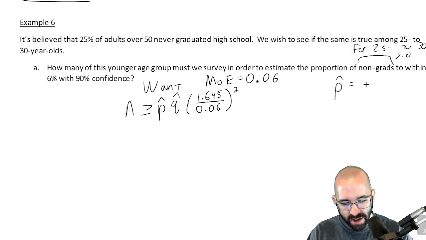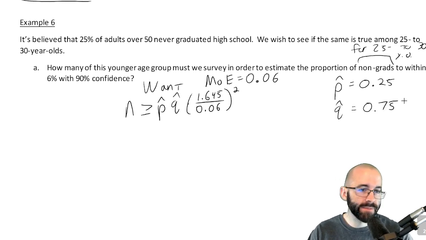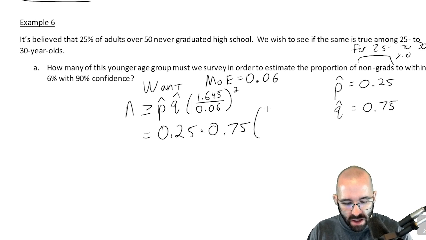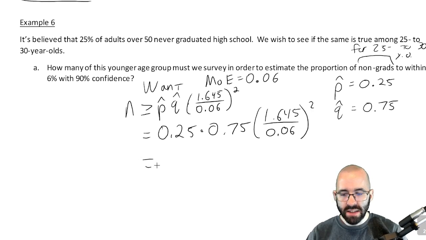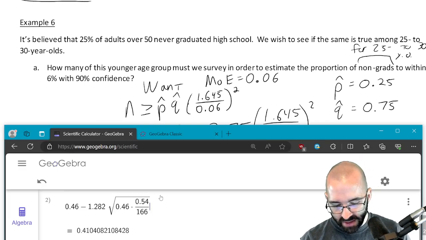We'll say, okay, here, let's assume that p hat is 25%, which tells us that q hat will be about 75%. And then we can just plug everything in. So all of this is 0.25 times 0.75 times 1.645 over 0.06 squared. And we just type it into a calculator and see what we get. So let's do that.